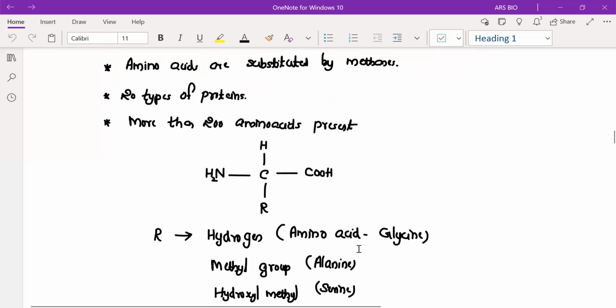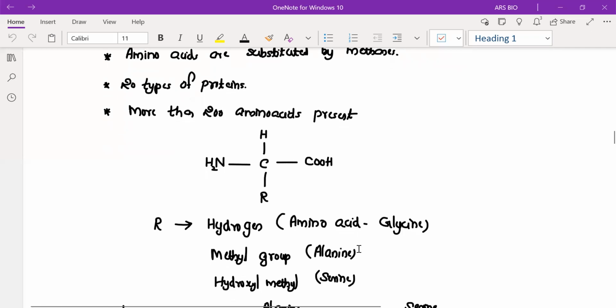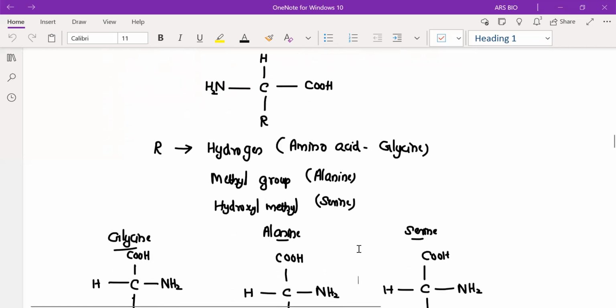Now the next one, about the structure. At the center of the structure, a carbon atom is there. On the left side NH2 is mentioned, which means the amine group, and COOH, the carboxylic acid group, is on the right side. To maintain the balance, the carbon has 2 more chains. First it makes a bond with hydrogen, and the next one is with the R group. The R group is a type of alkyl group, containing carbon and hydrogen, and based upon the carbon number, we can classify it into different types.